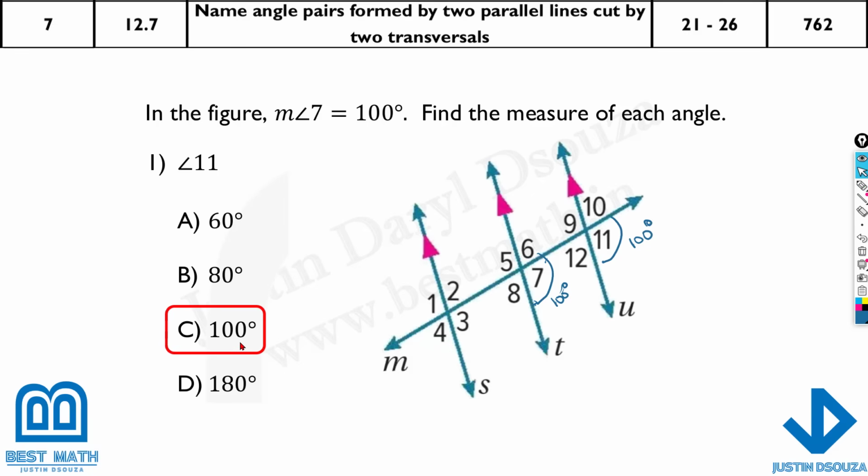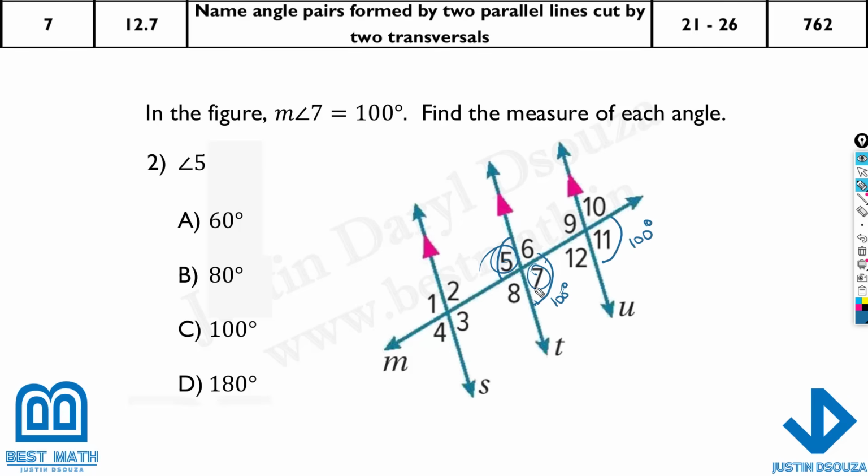So that is C. What about angle 5? Here you can see this is the angle. Now these both, 5 and 7, are vertically opposite angles. That means whatever is angle 7 is equal to angle 5. So therefore again it is 100 degrees.